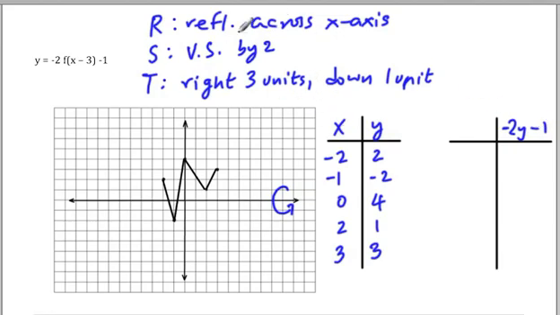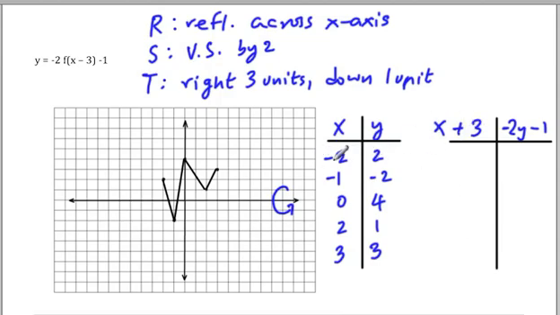Now let's look at the x's. There's no reflection in the x's, so we don't have to worry about that. There's no stretch either, so we don't have to worry about that. So basically, it'll still be x. We don't have to put any negative or any number in front because there's no reflection or stretch. However, there is a translation which says it's moved to the right 3 units. So it's going to be x plus 3. Okay, so let's just see how this works.